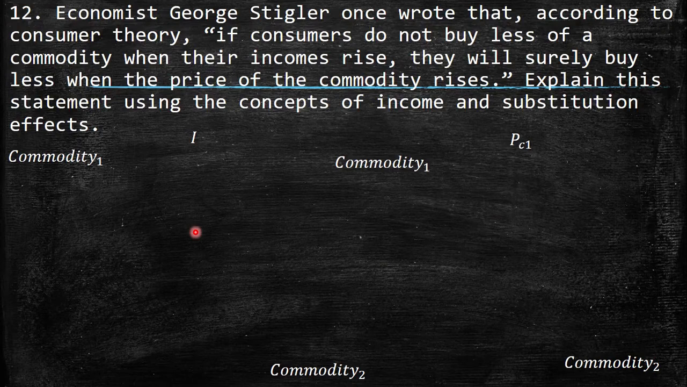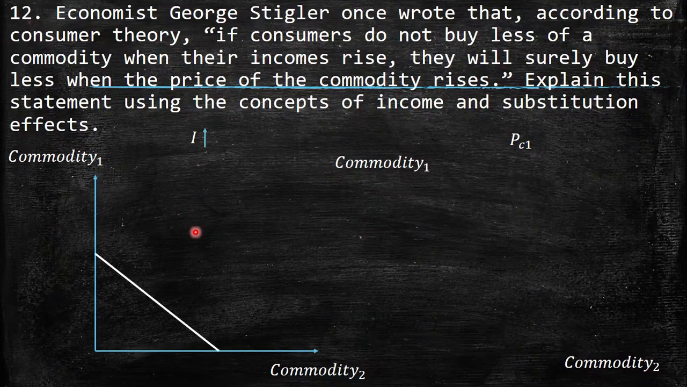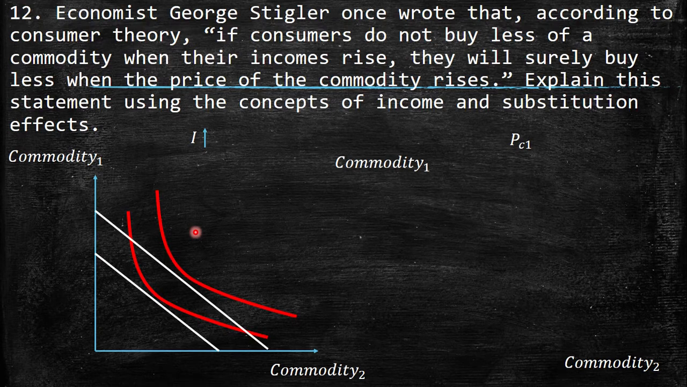12. Economist George Stigler once wrote that, according to consumer theory, if consumers don't buy less of a commodity when their incomes rise, they will surely buy less when the price of the commodity rises. Explain this statement using the concepts of income and substitution effect. So here we have the commodity situation. Imagine that the income increases. So for this situation, naturally the consumption of both will increase. So the income effect is higher than zero, and the substitution effect in this case is equal to zero. So then the total effect is positive.